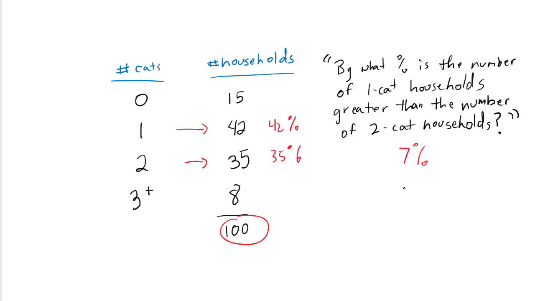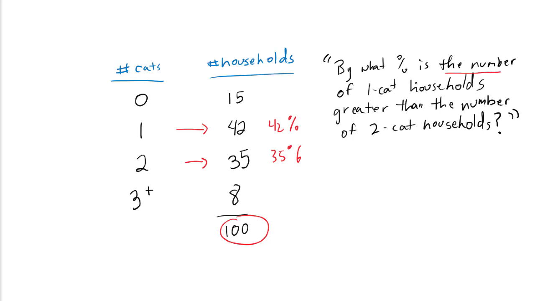Whoops. No, it's not. What you just answered was the question, what's the difference in percentage of total households between 1 cat and 2 cat households? That's a very different question than what we see up above here. I'm going to do some language substitution that will hopefully help you spot and correct your mistake.